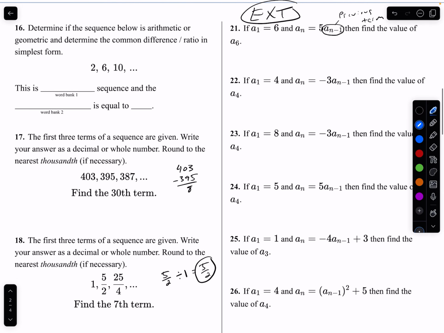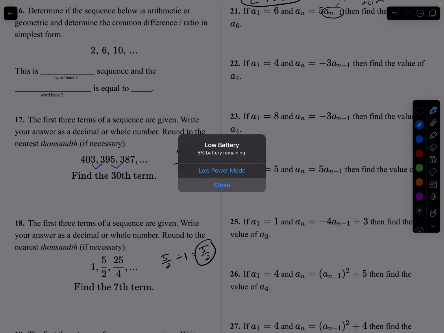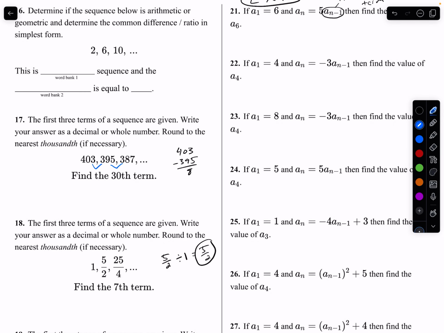And then we're looking at something like this, where the first 3 terms of a sequence are given. We need to find the 30th term of this sequence. So this is where you're going to go back and use your equation. But first we need to figure out the difference, and if you notice right here, we're going down by 8. So our difference is -8.